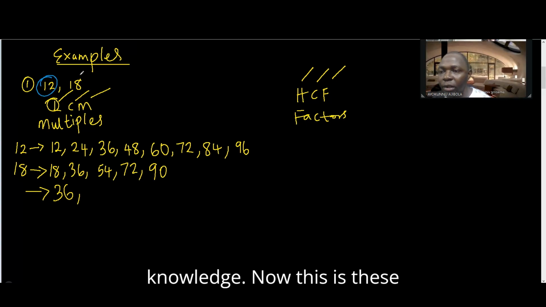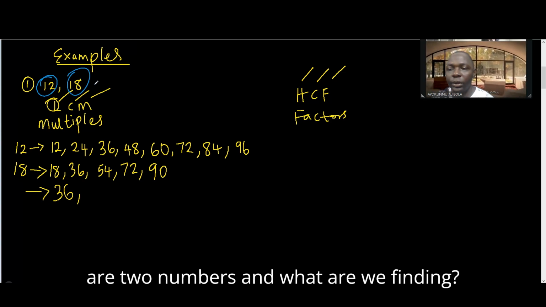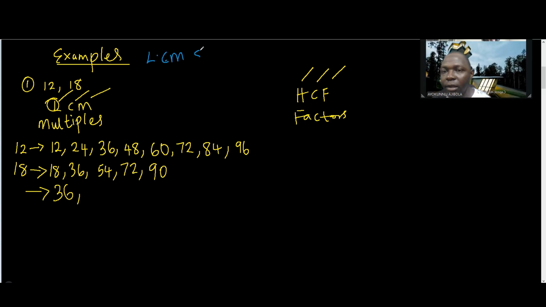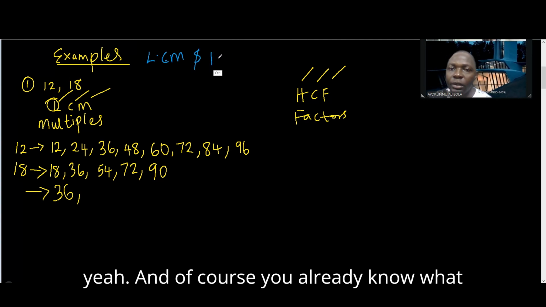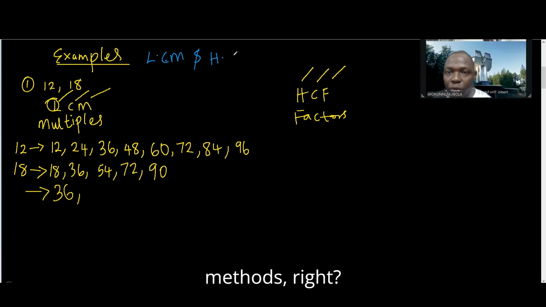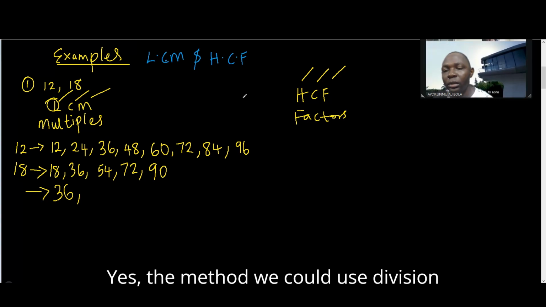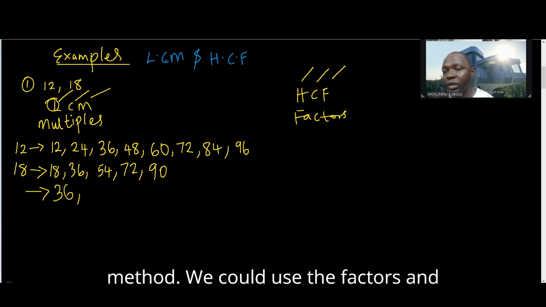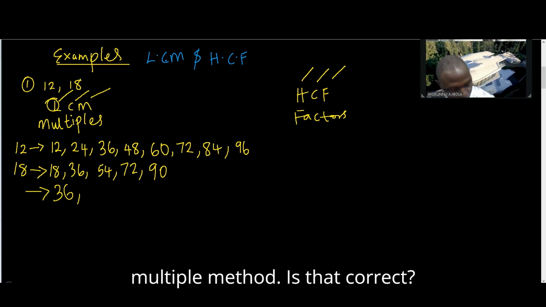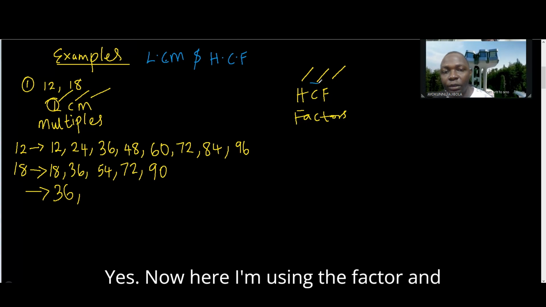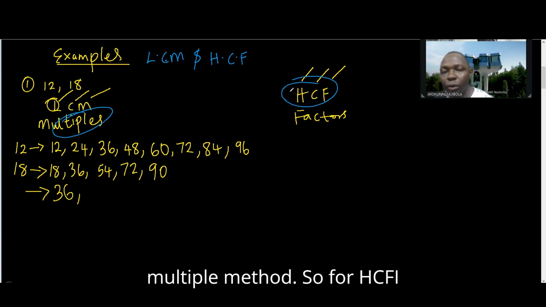Now, these are two numbers. And what are we finding? We are finding LCM and HCF. And of course, you already know what we need to do. We have two methods, right? We could use the division method, we could use the factors and multiples method. Now here I'm using the factor and multiple method.